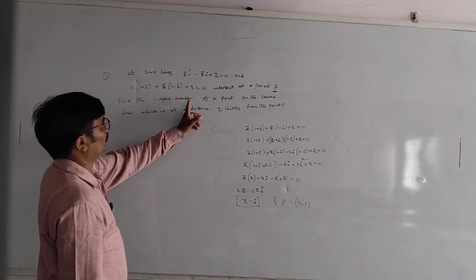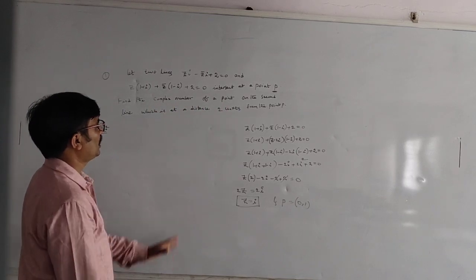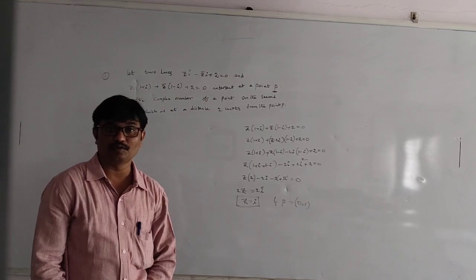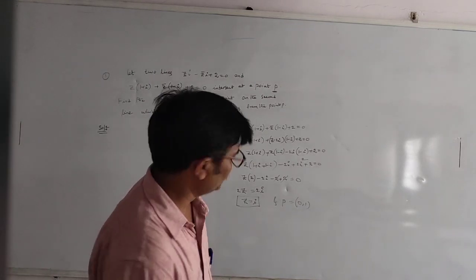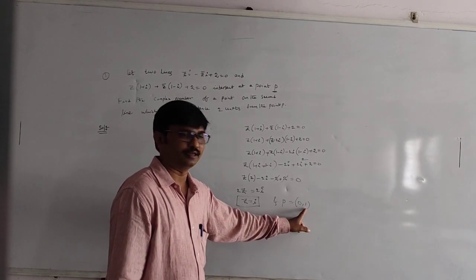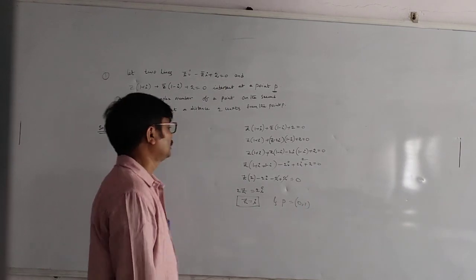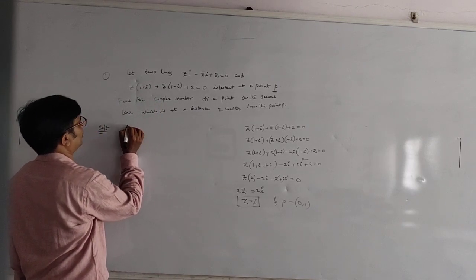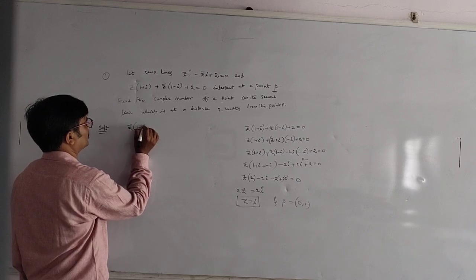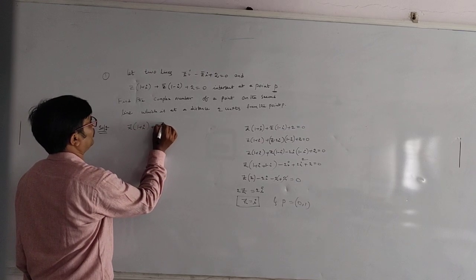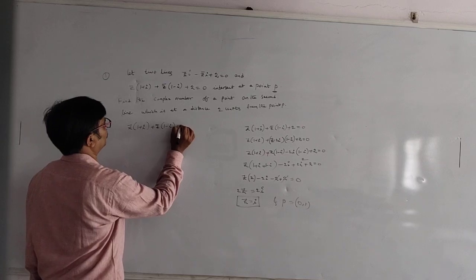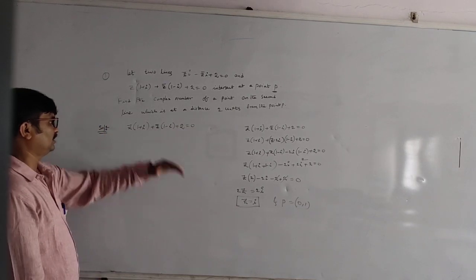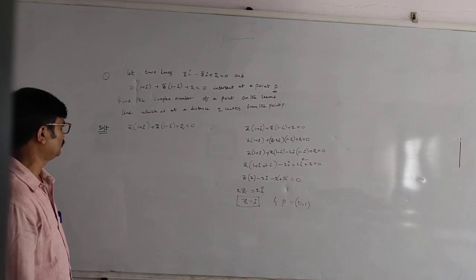Find the complex number of a point on the second line which is at a distance of 2 units from the point P. P is (0, 1). Therefore, students, what is the second line? The second line is z(1 + i) + z bar(1 - i) + 2 = 0.